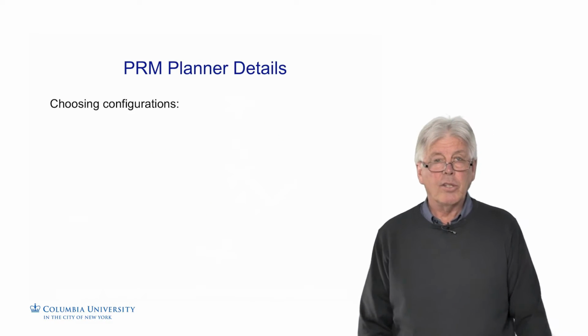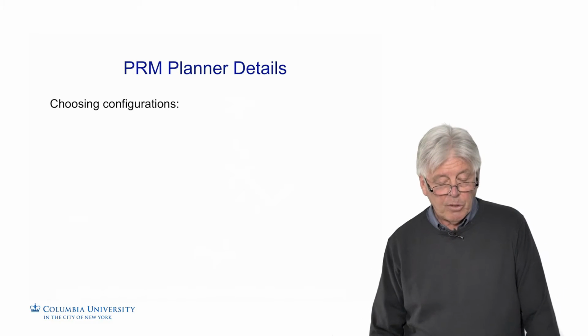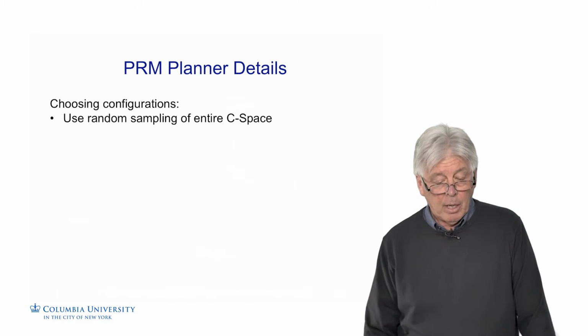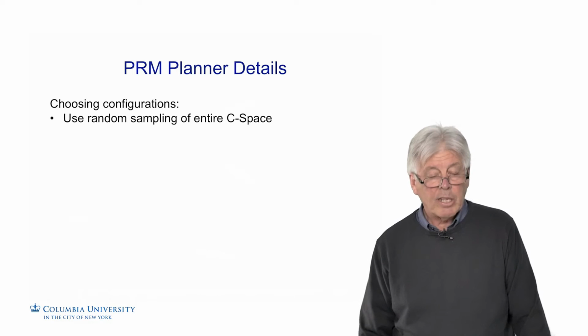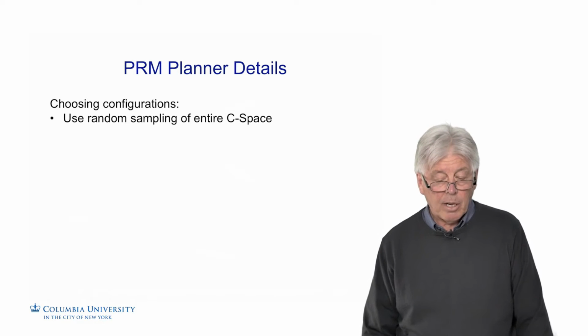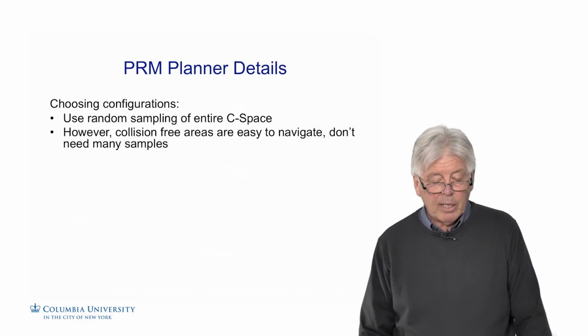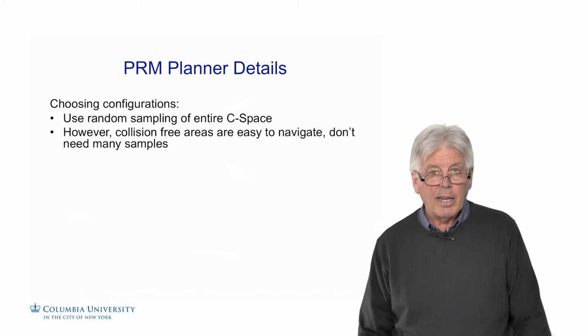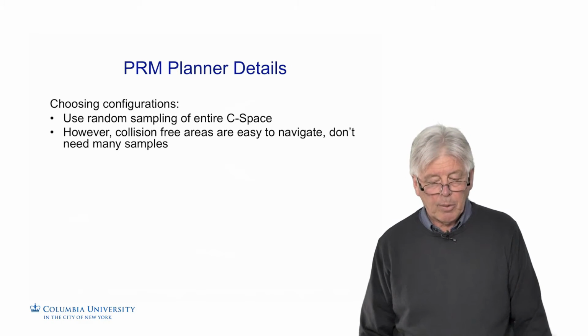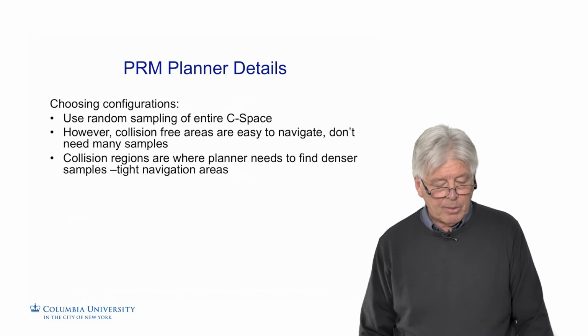So there are details to these planners that we want to talk about. So the first is choosing configurations. We talked about using a random sampling of the entire C space to pick out these collision-free nodes, and we pick some arbitrary number of them n to cover the space. However, the collision-free areas are kind of easy to navigate. So you have a big free space. You don't need a lot of samples because you can just go anywhere you want to go.